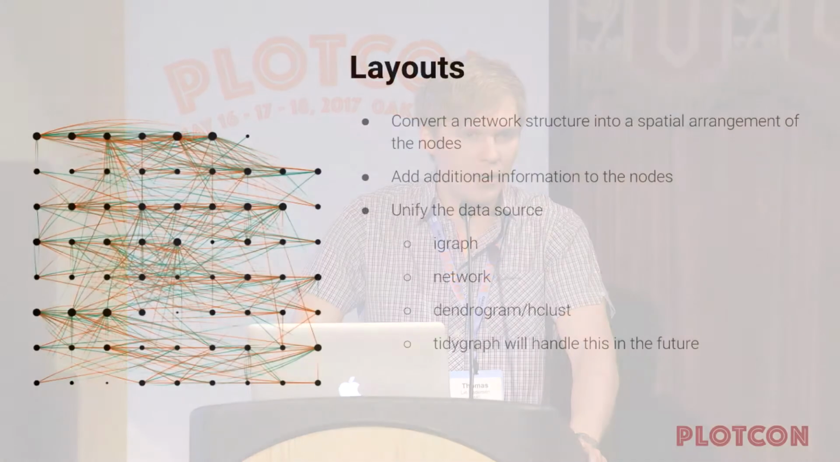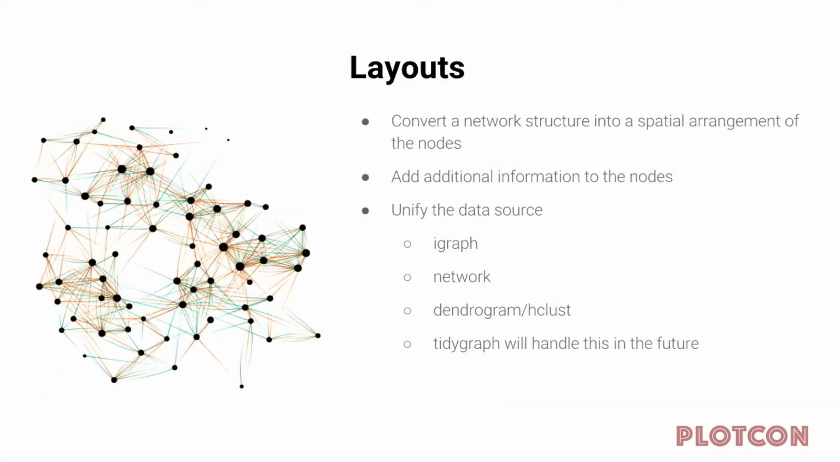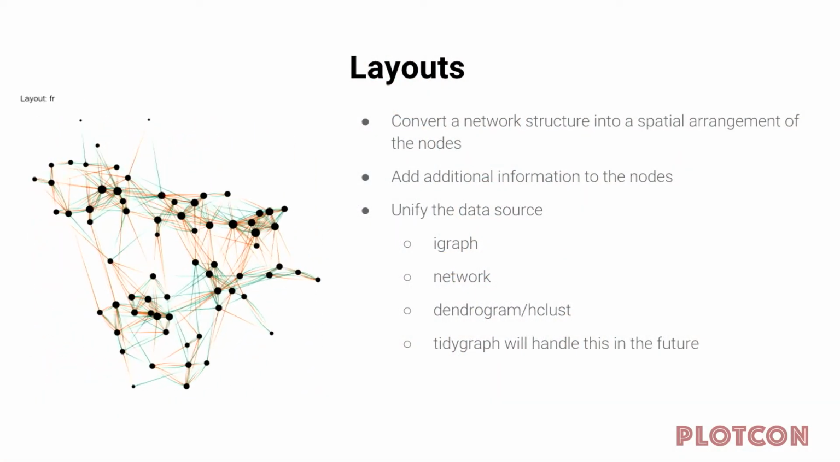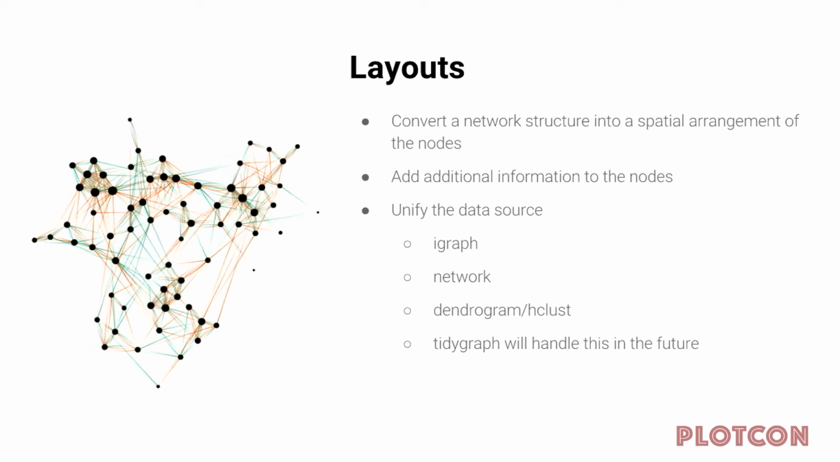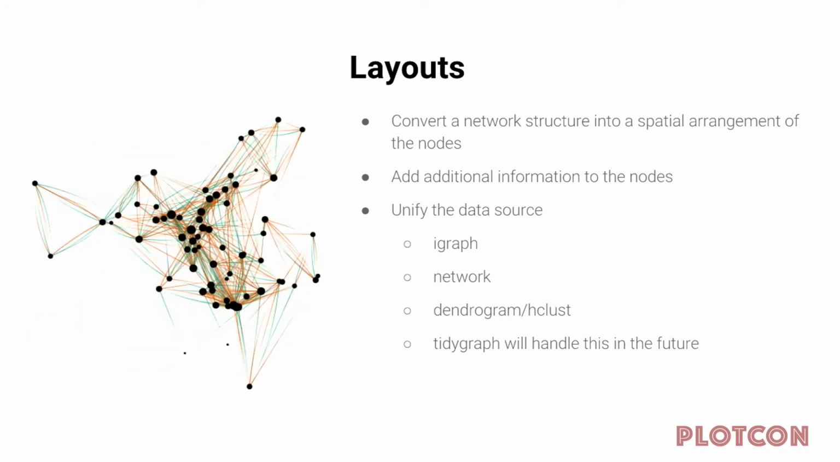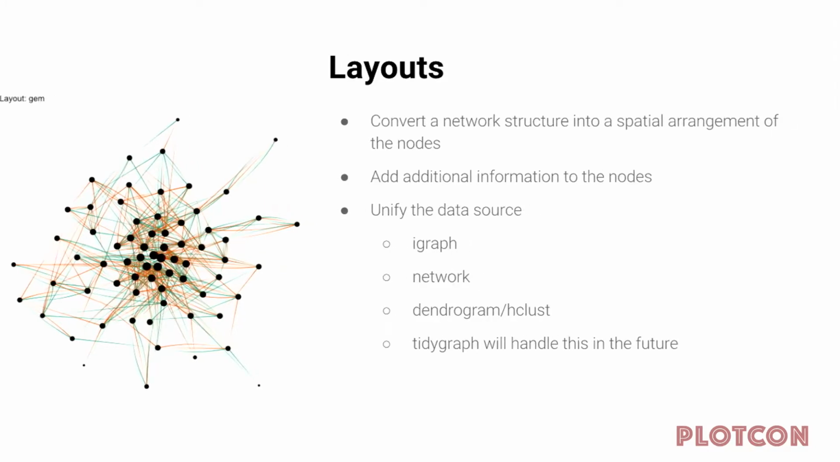and this is also part of what the layouts are doing. Furthermore, the layouts are unifying the data source for subsequent plotting, so it takes in all of these different types of data objects, and it makes a unified representation of this. This last bit is going to be pulled out of ggraph into another separate package called tidygraph that I'm developing, which will take care of a lot of data manipulation at the network level. But that's a topic for another talk.